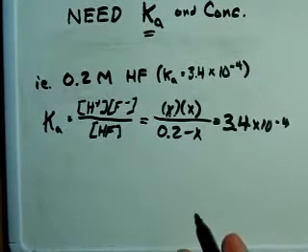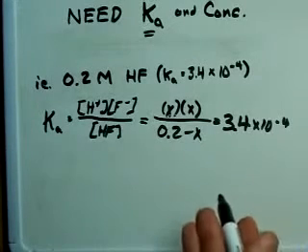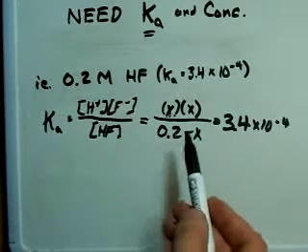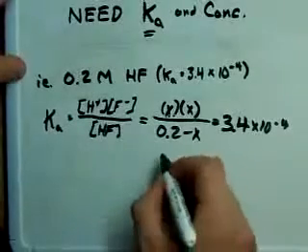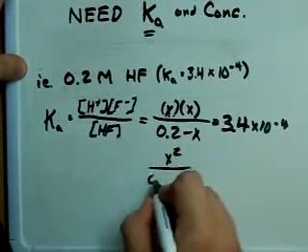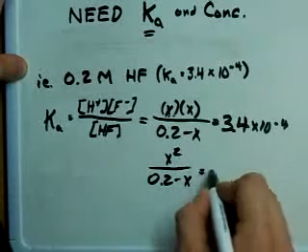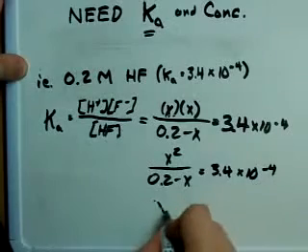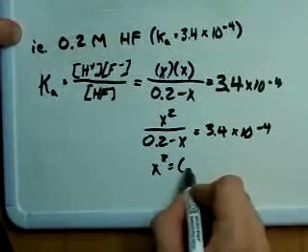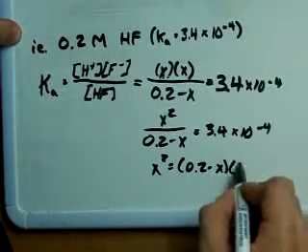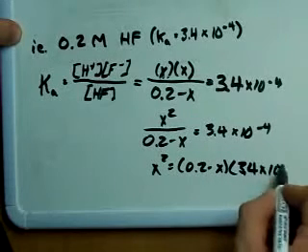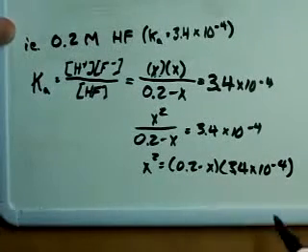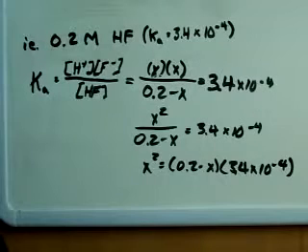If you want, you can make mathematical assumptions, as your teacher may have showed you, or you can just use the quadratic formula to solve this. The quadratic formula will always work. In this case, what we're left with is x squared over 0.2 minus x is this Ka, 3.4 times 10 to the minus 4. Cross multiply this out, and eventually you can be left with something x squared plus something x plus something else equals 0, and you can solve that with the quadratic formula.